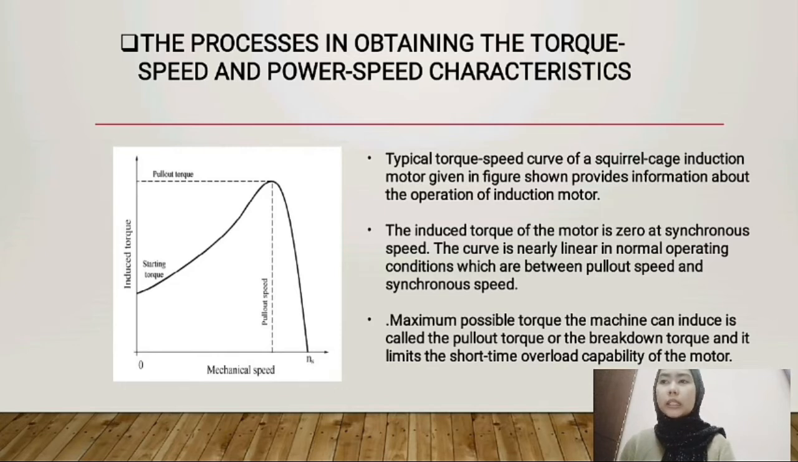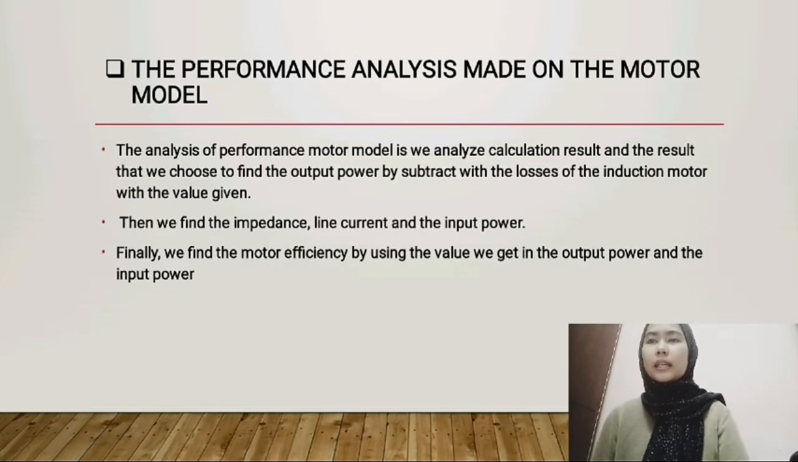Maximum possible torque the machine can induce is called the pull-out torque or the breakdown torque, and it limits the short time overload capability of the motor.